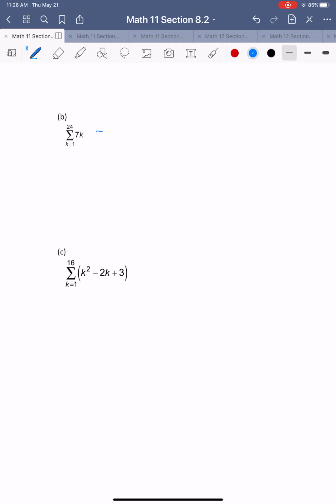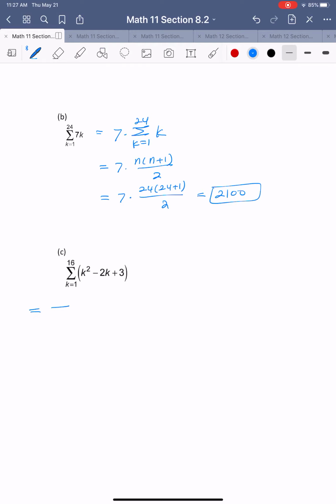This is the same as 7 times sigma k equal to 1 to 24 of k. And this is the same as n times n plus 1 over 2. And n is actually 24. So 24 times 24 plus 1 over 2. You get actually 2,100.